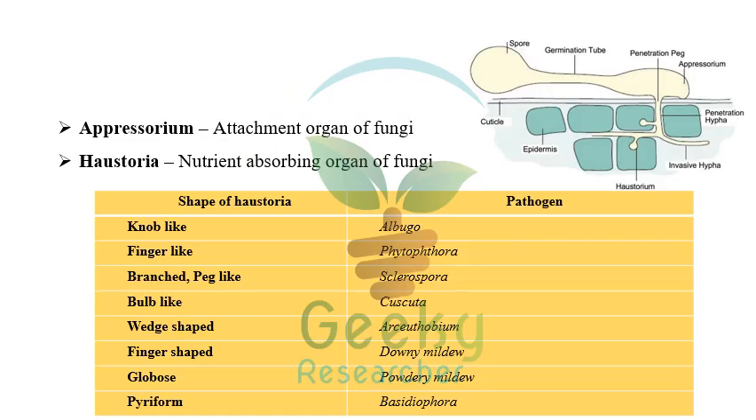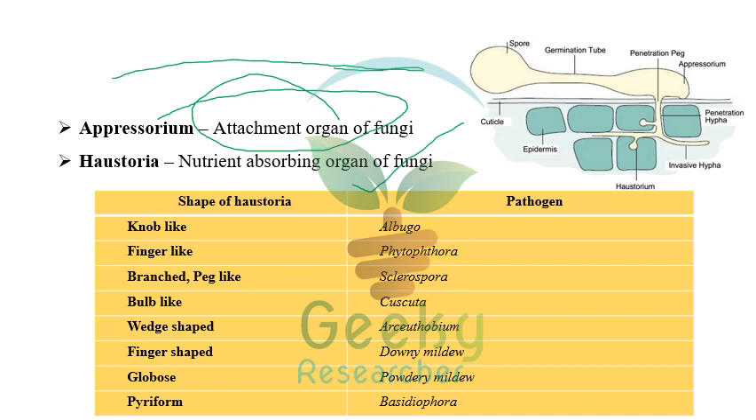The next one is appressorium. We know very well what an appressorium is. Appressorium means the attachment organ of fungi. Haustoria means the nutrient absorbing organ of fungi. Let me tell you something. Imagine it is a leaf surface.